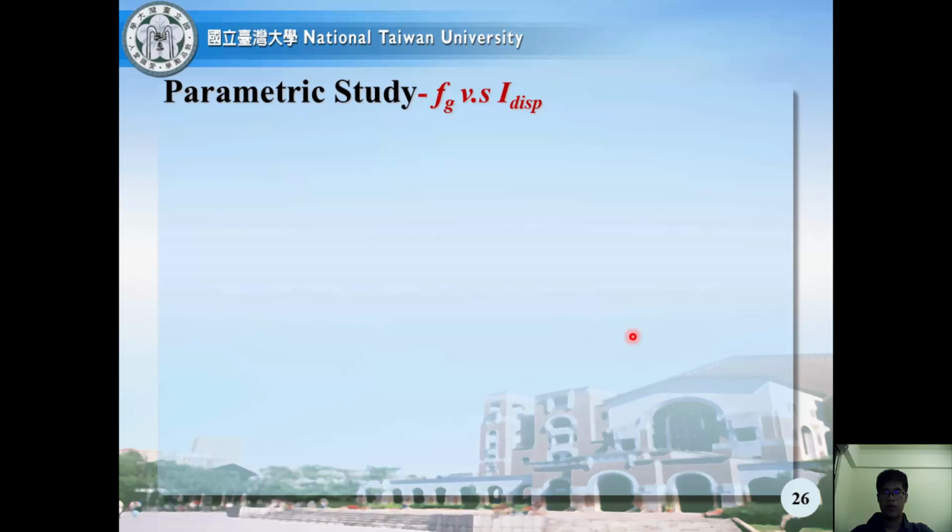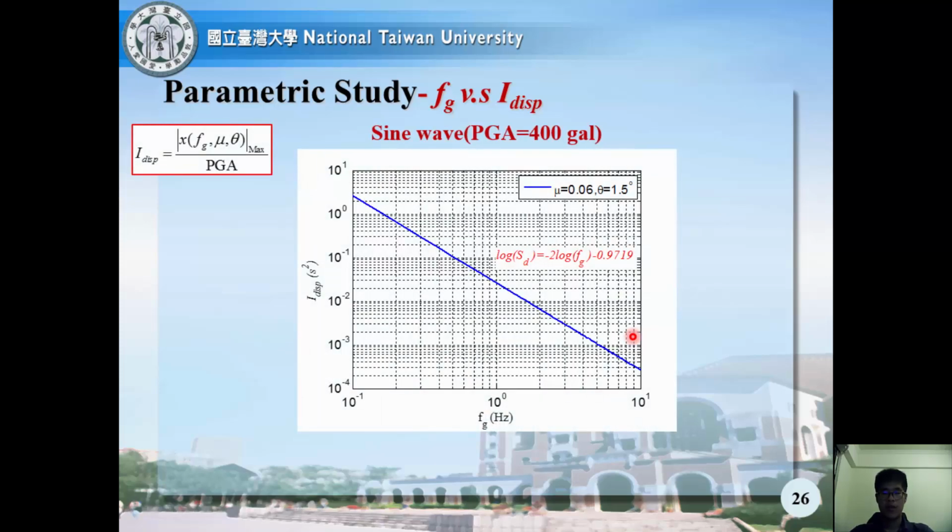So here I'm going to talk about the relationship between the ground motion frequency and the displacement response. From this figure, if the x and y axes are in log scale, then we may see that the displacement response seems to have a negative slope relationship with the ground motion frequency.